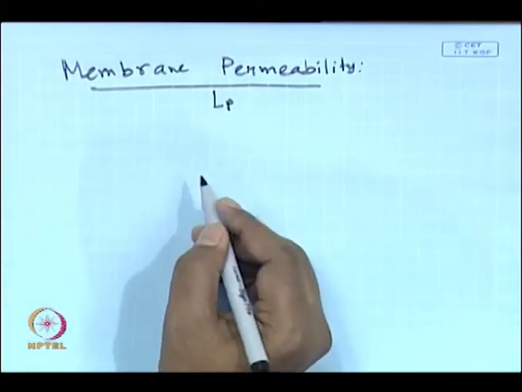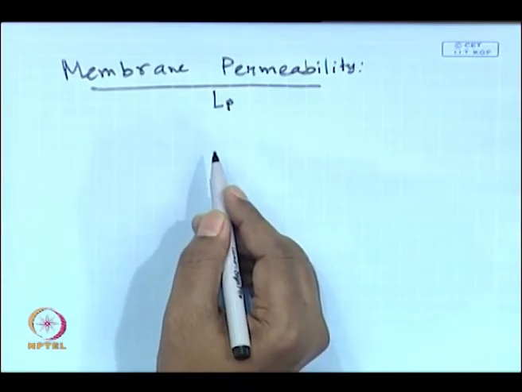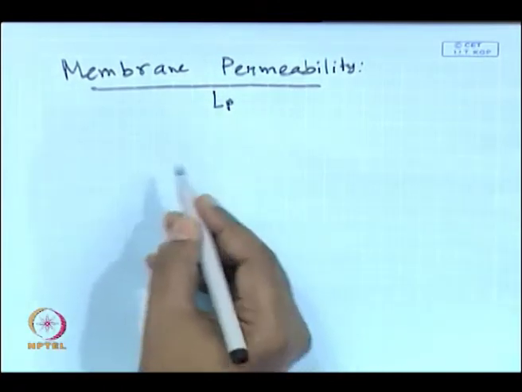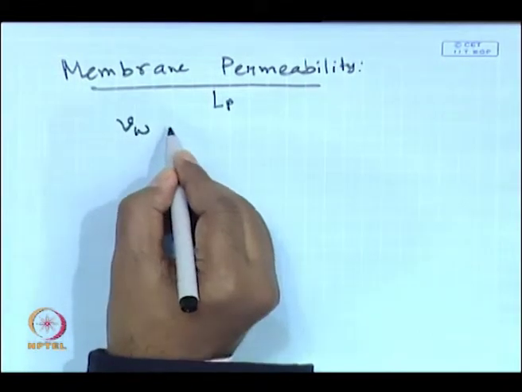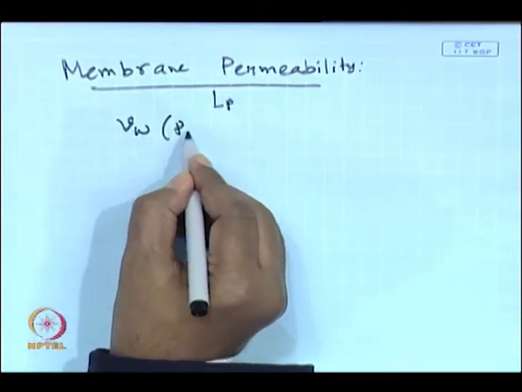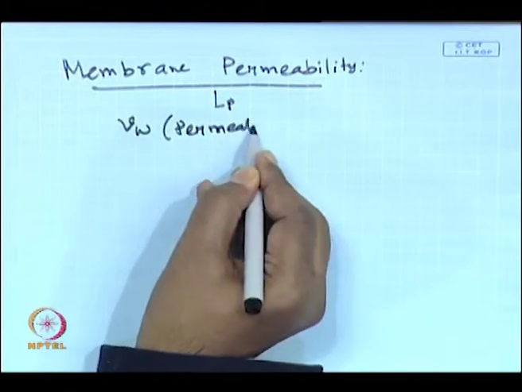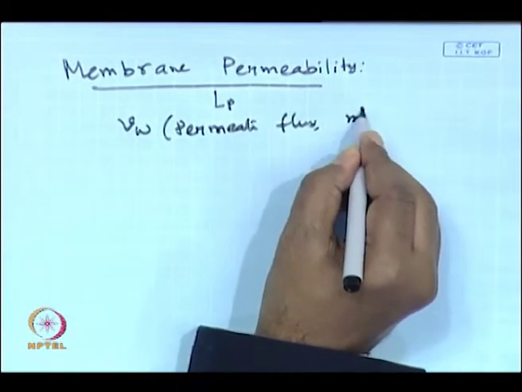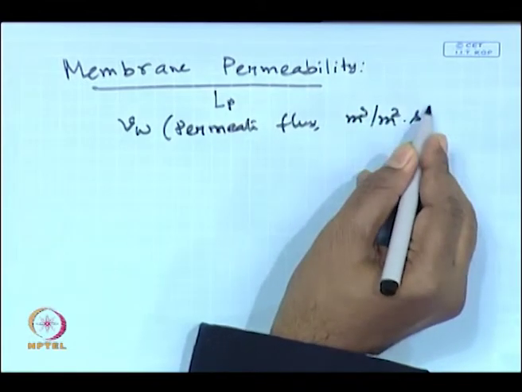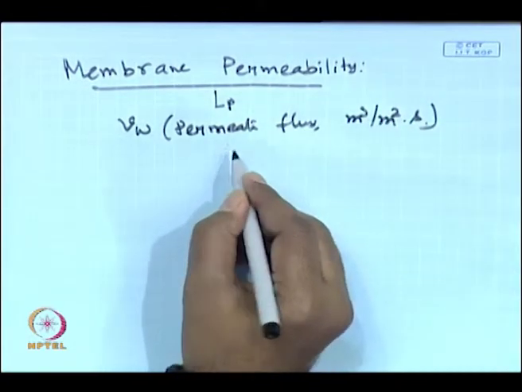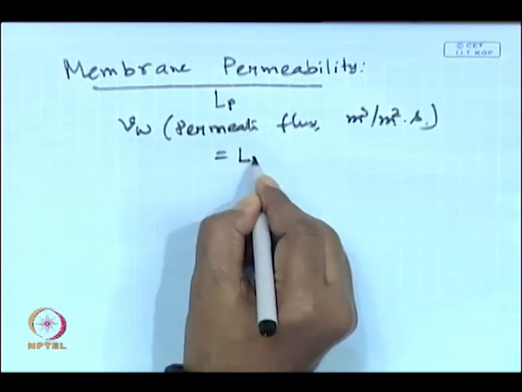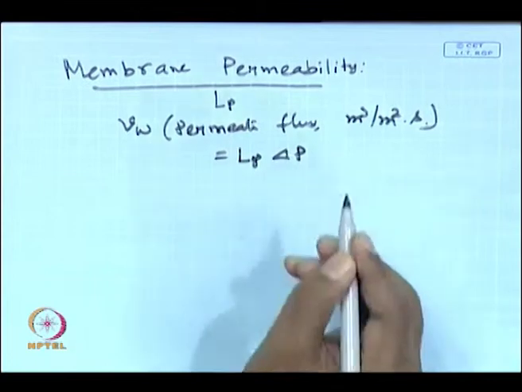Membrane permeability is basically: any flux is proportional to the driving force. That is a physical law. Okay. So, we call permeate flux, that is the productivity of the process. Permeate flux, in meter cube per meter square second or liter per meter square hour, is proportional to the driving force. Driving force is delta P in this case, and the proportionality constant is permeability.